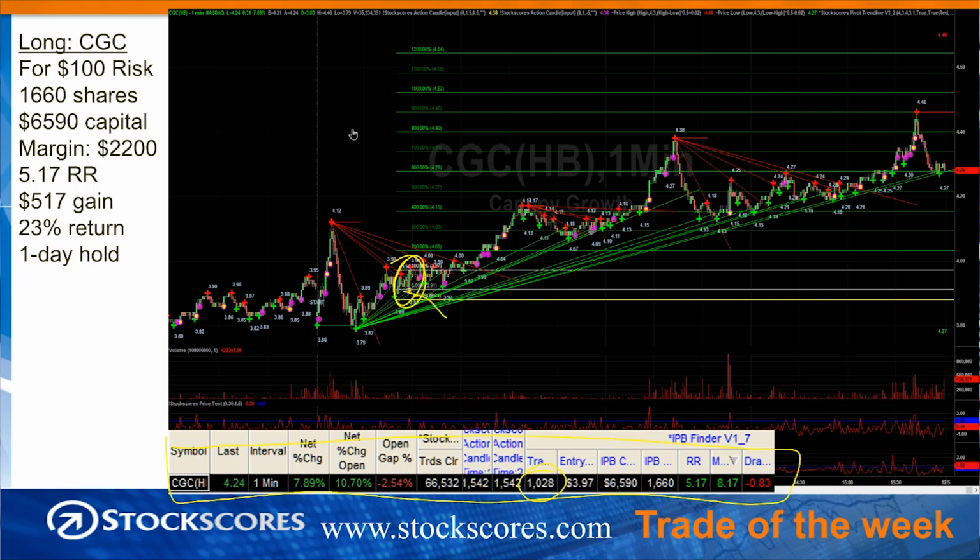And for $100 of risk, the position size was 1,660 shares. That was $6,590 of capital for every $100 of risk. But with margin, you can leverage that 3-to-1, so it becomes $2,200 of capital required. By the end of the day, the stock had closed at 5.17 RR, which meant a $517 gain on that $2,200 of capital required, a 23% return on a one-day hold. Nice day trade in a market that wasn't exceptionally strong, but still definitely getting better. And it feels like that Santa Claus rally is coming.